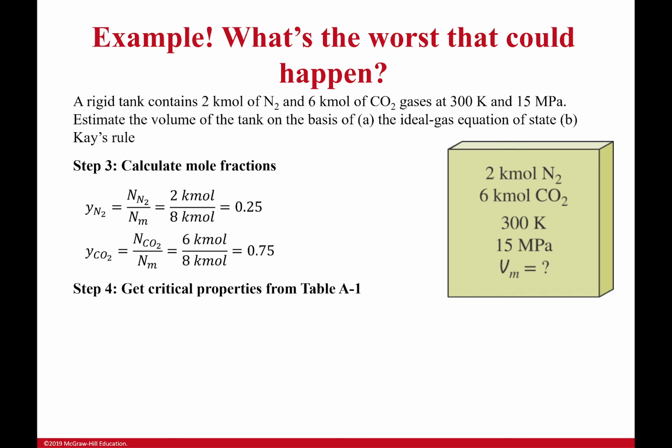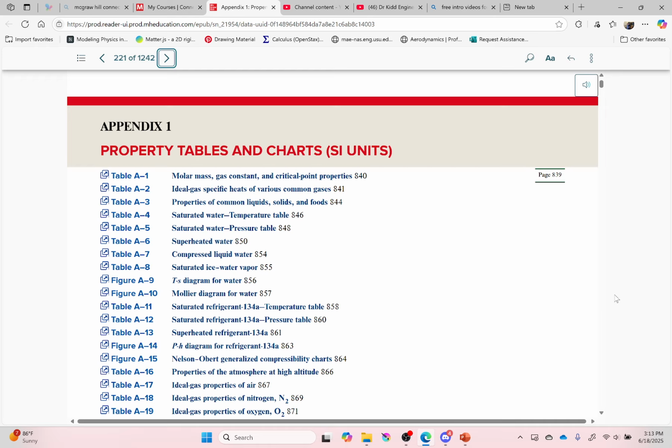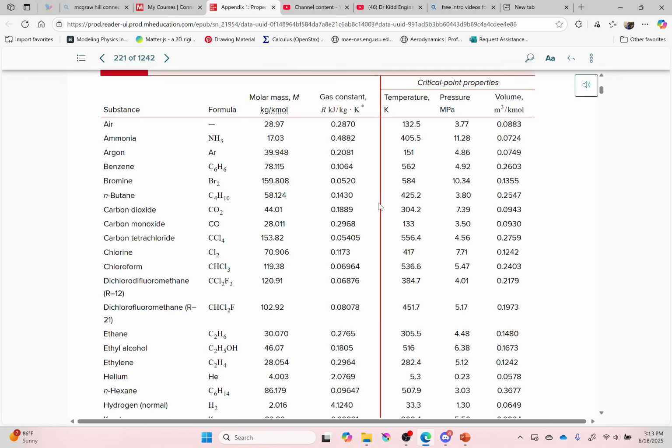Now we've got to go ahead and get the critical properties from table A1. I want to show this to you just so you can see where it comes from. We've seen it, I think, once in the past, but it never hurts to show these tables. So let me jump over there now. Okay, so here we are at our appendix once again. If you look at the very first table, it's molar mass, gas constant, and critical point properties. Those are the ones that we want. So if I go there, it jumps to the right place.